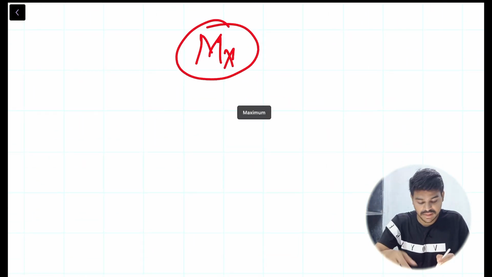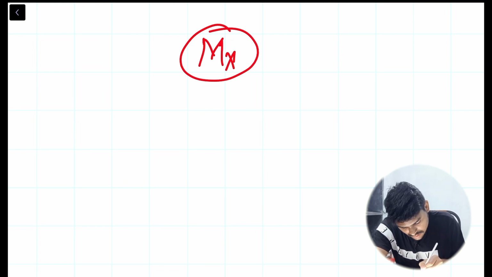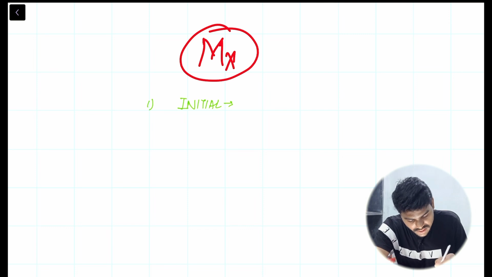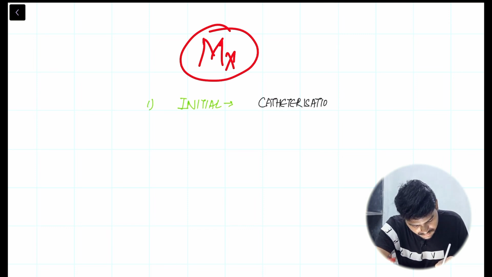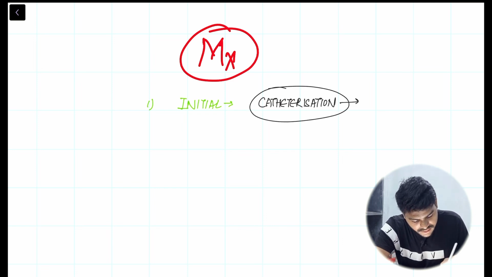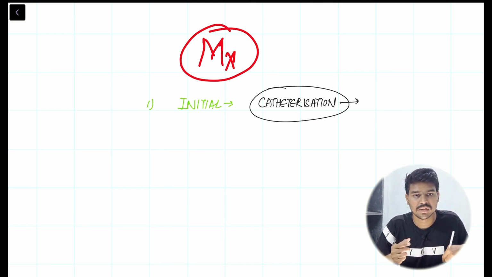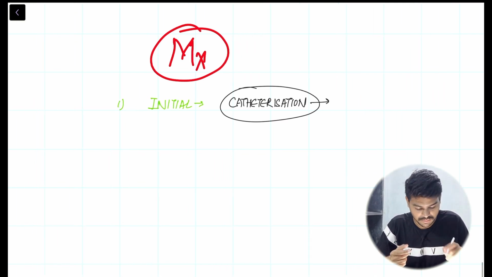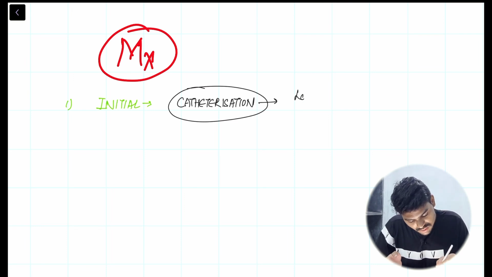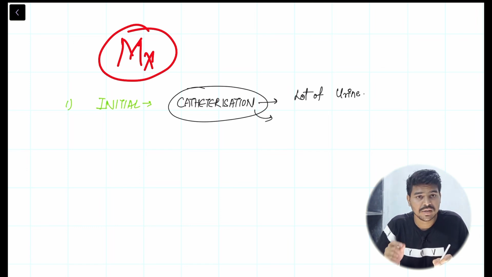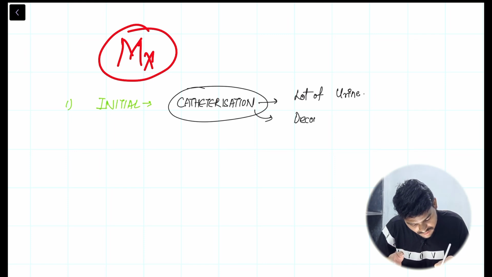Coming to management, the first initial management we should do is catheterization. If you pass the Foley's catheter, it will be very easy, because the valves are directed in an upward direction, so it will be very easy to pass the Foley's from below upwards. After passing Foley's, you will find a lot of urine coming out. So we need to do catheterization as the first step to decompress the bladder.